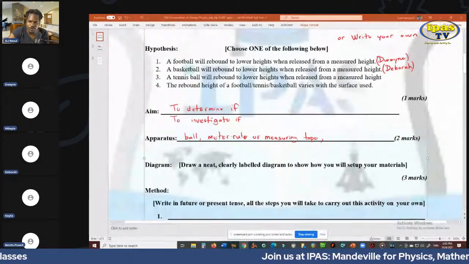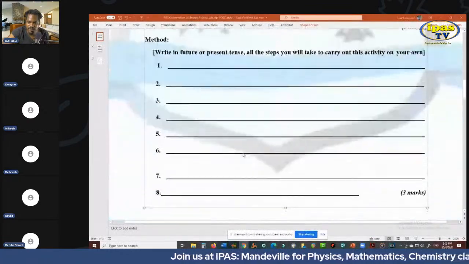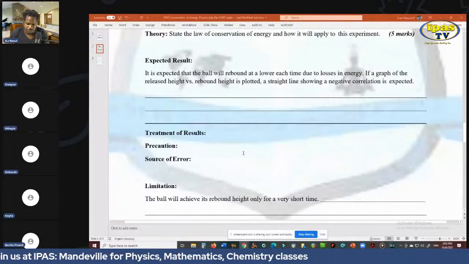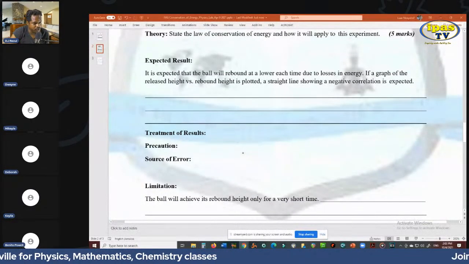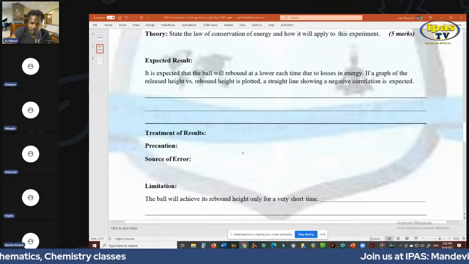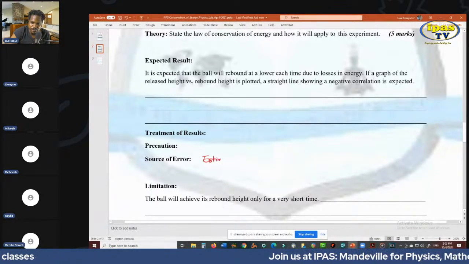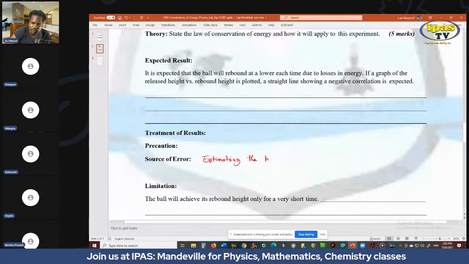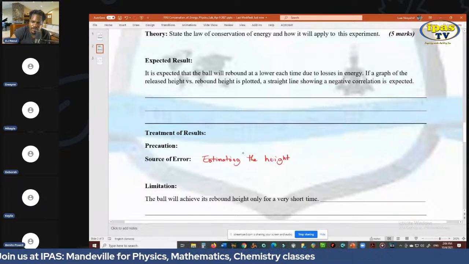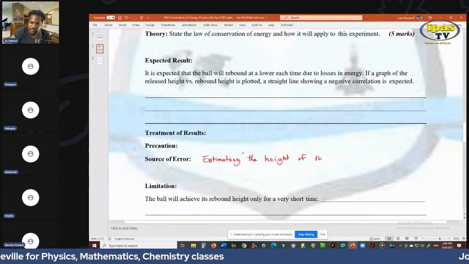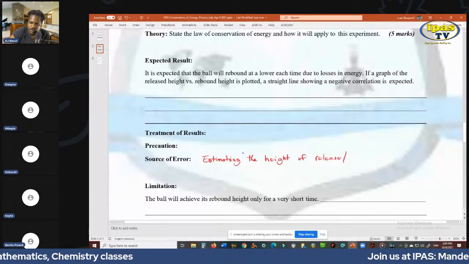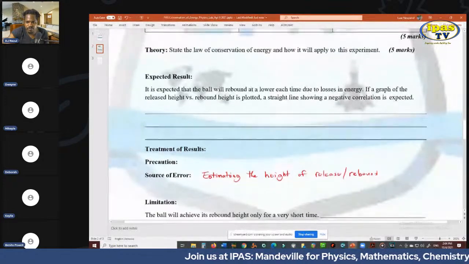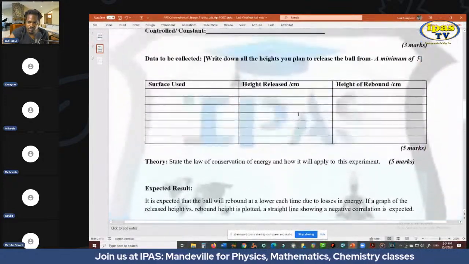All right. So you see, you're going to estimate the height of the bounce. That will come under a source of error. Let's write that down before we forget. You get 1 mark for a source of error here. Estimating the height of the rebound. And in fact, you could say height of release and slash rebound. So yeah, very good point there. And that's a good mark.